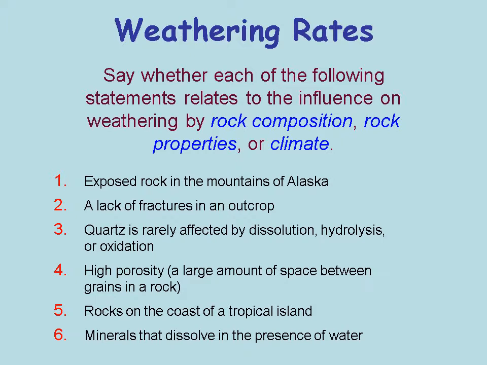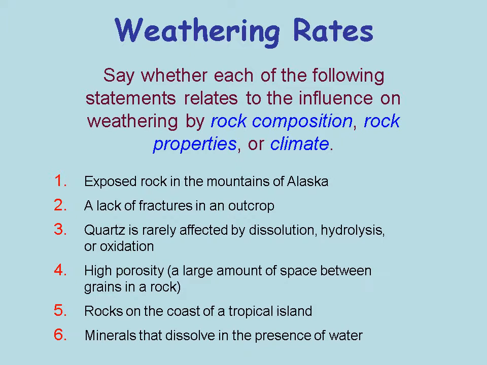So this is a climate question, and so it would be more physical weathering, less chemical weathering. Number 2, a lack of fractures in an outcrop. Well, that means that rock property doesn't have a place for water to get in there, so therefore it's a lower amount of weathering. Of course, that same outcrop could have lots of porosity, but we don't say anything about that, so that would decrease weathering. Okay, number 3, quartz is rarely affected by dissolution, hydrolysis, or oxidation. That's a rock composition, and therefore you don't get as much chemical weathering where quartz is there.